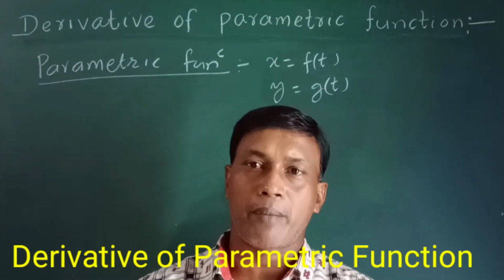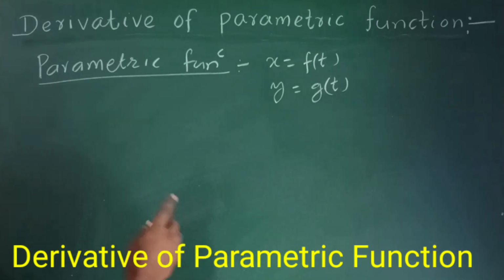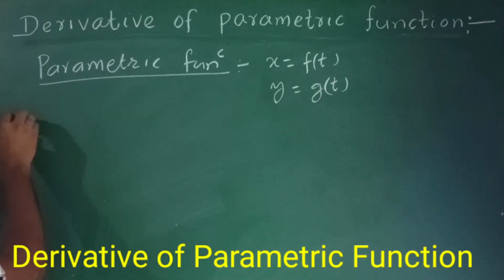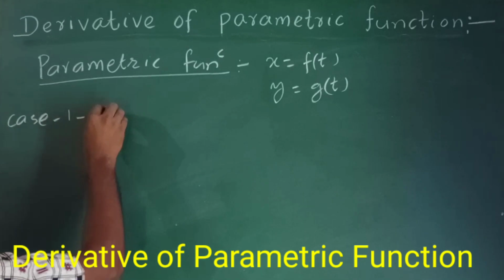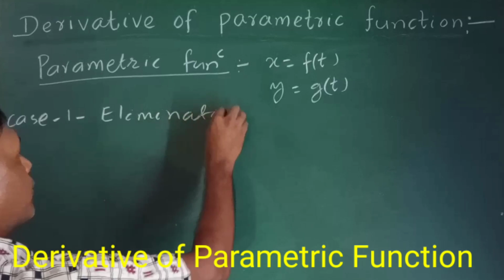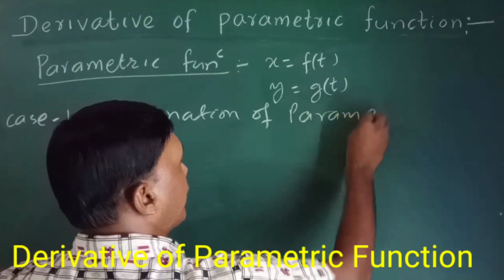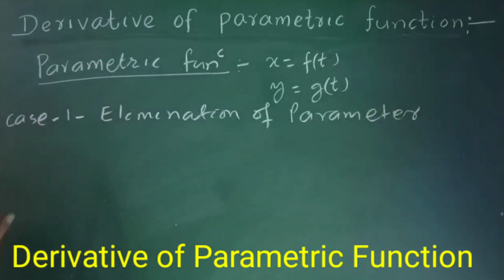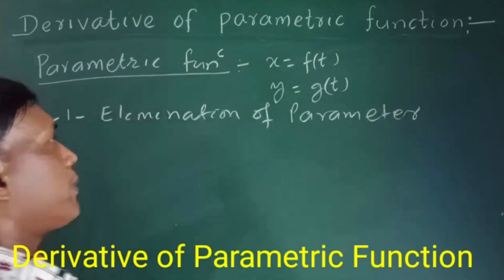Now derivative of parametric function, and derivative of parametric function can be obtained in two ways. The first case one is elimination of parameter. That means we can differentiate parametric function. The first case is elimination of parameter. मतलब वो t जो parameter है उसको eliminate कर देंगे.